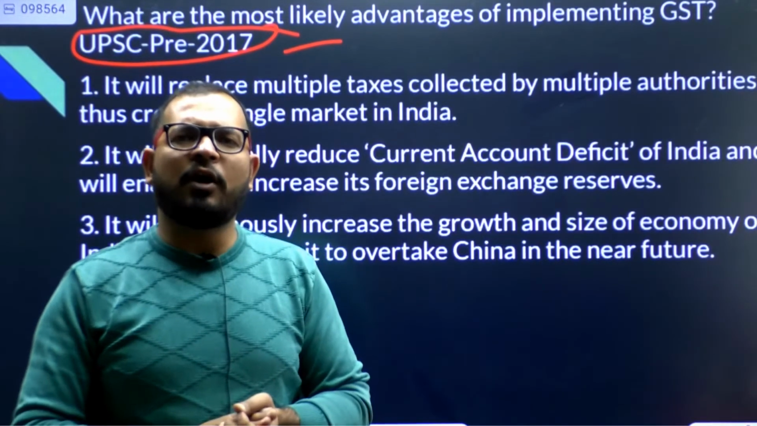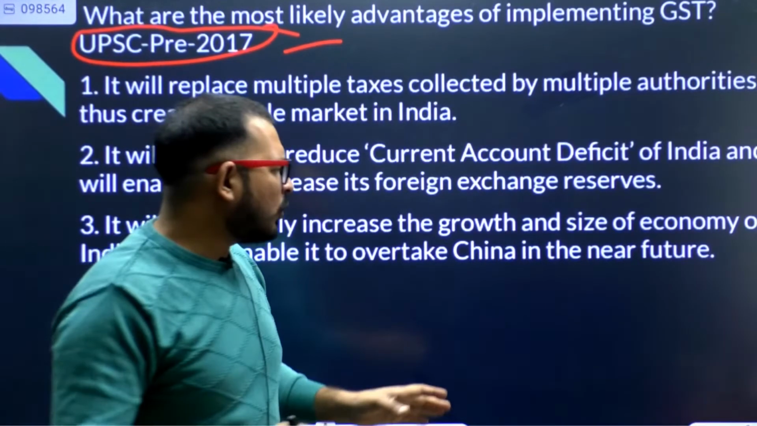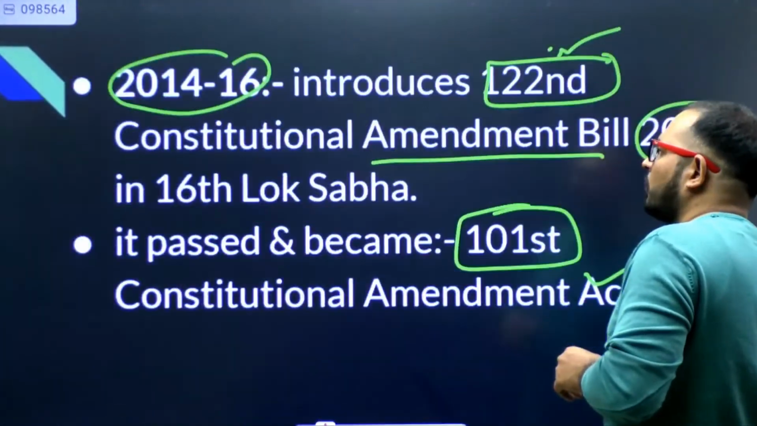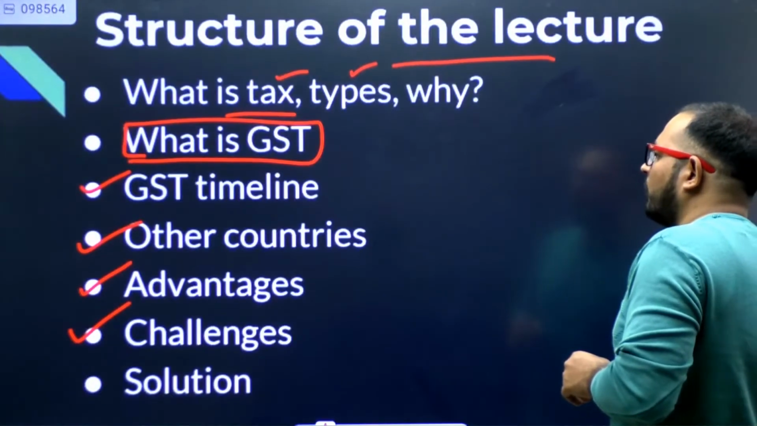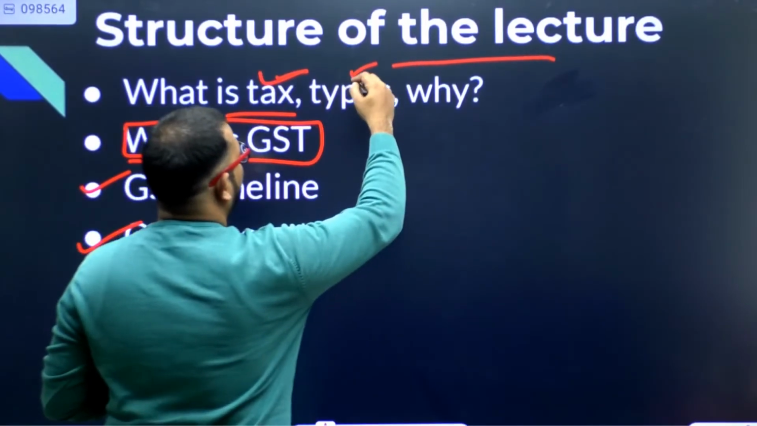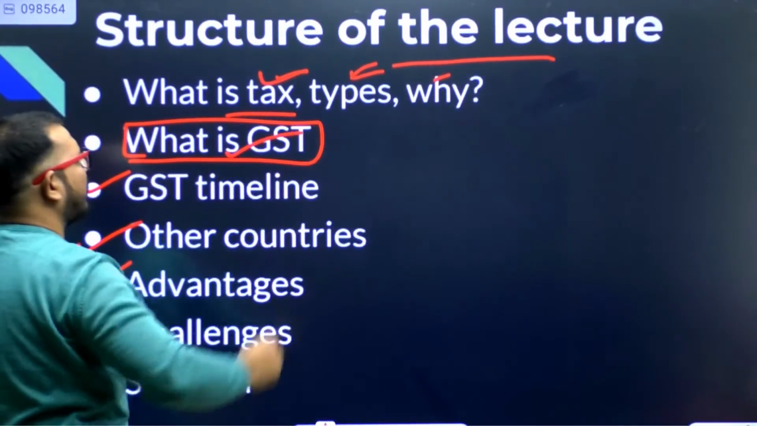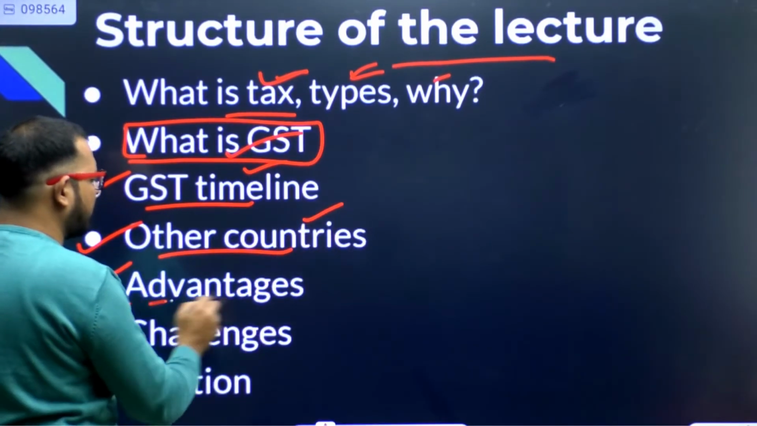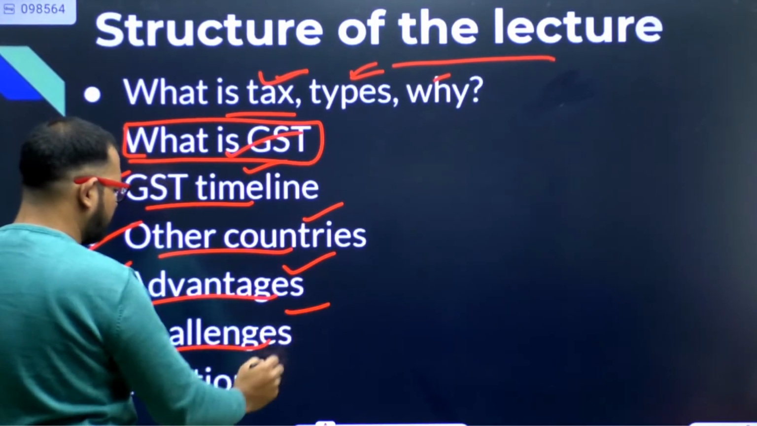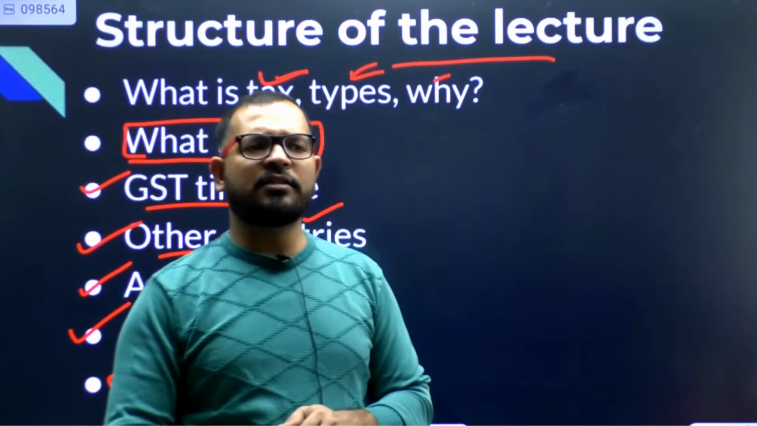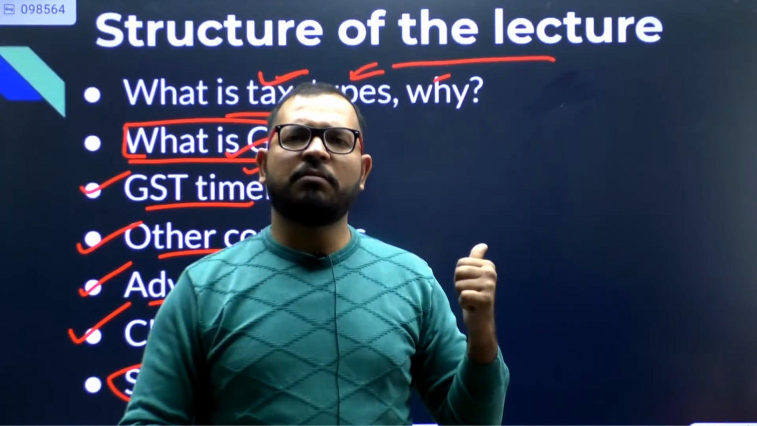Please do let me know how you find these lectures. So let me go over what we have learned so far. Let me quickly revise what we got out of this class. Tax type, we have already covered the GST, timeline of the GST, what is happening in other countries, advantages, challenges, solutions, and the two questions which were already asked in the UPSC.